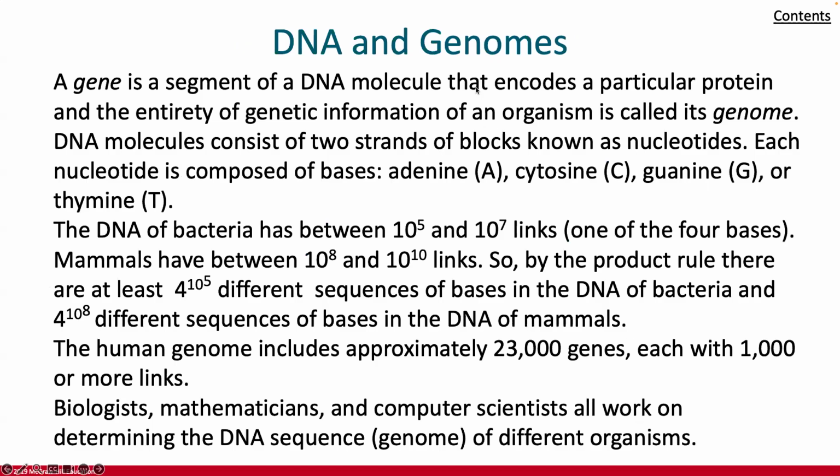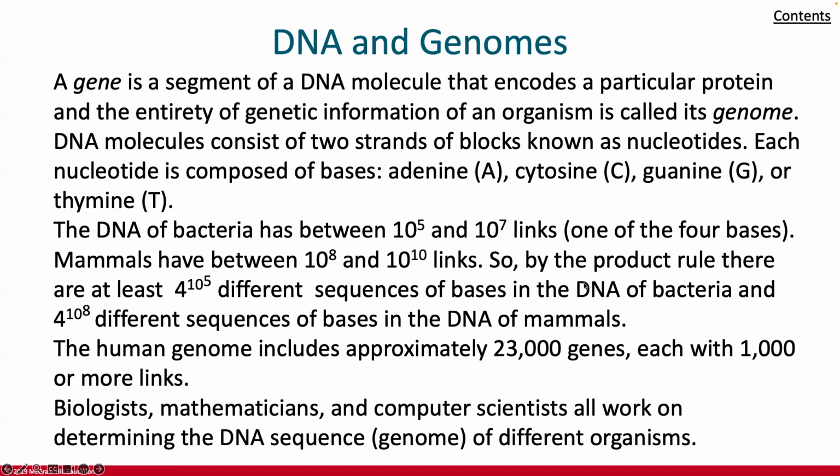Okay, in terms of DNA and genomes, a gene is a segment of a DNA molecule that encodes a particular protein, and the entirety of the genetic information of an organism is called its genome. A DNA molecule consists of two strands of blocks known as nucleotides. Each nucleotide is composed of one of four bases. I'll just use these letters A, C, G, and T. The DNA of bacteria has between 10 to the 5th and 10 to the 7th links of these four bases. Mammals have between 10 to the 8th and 10 to the 9th links.